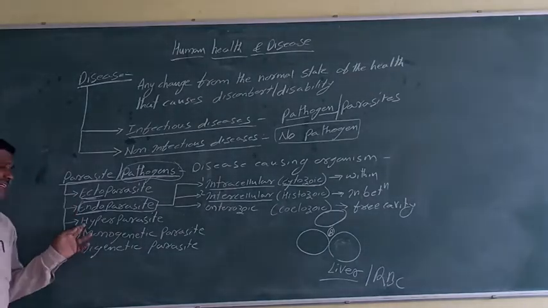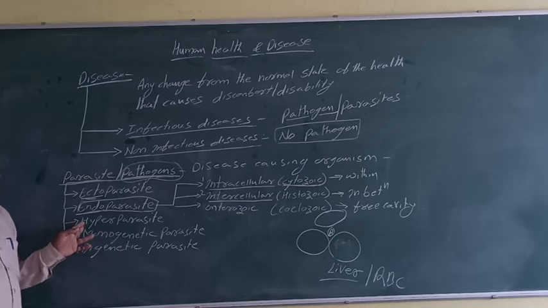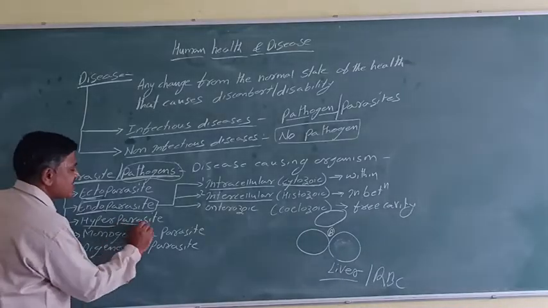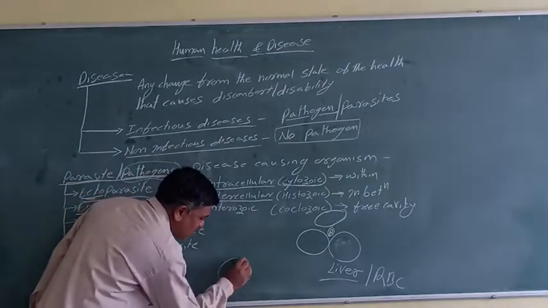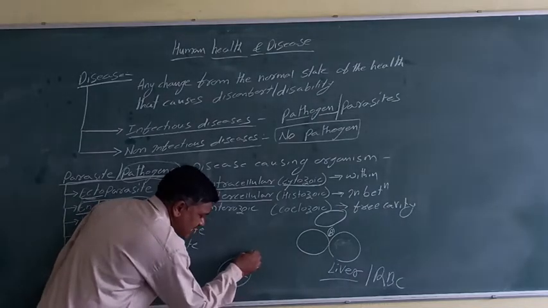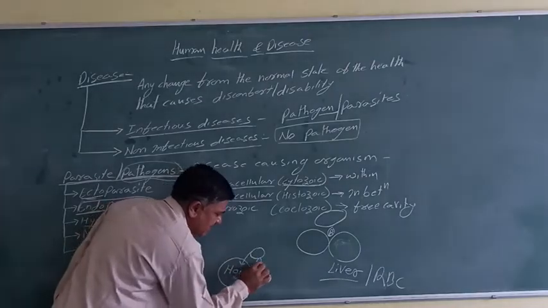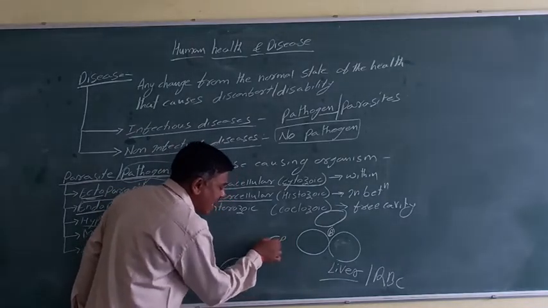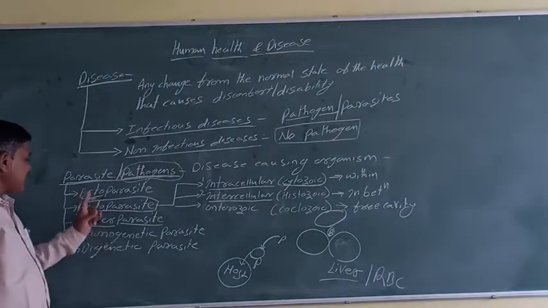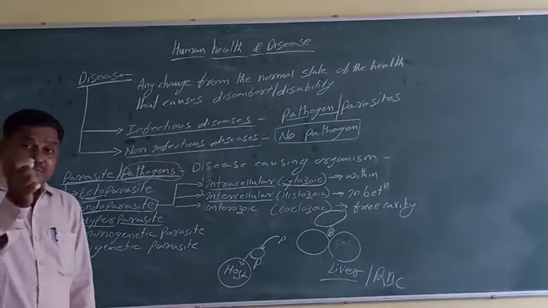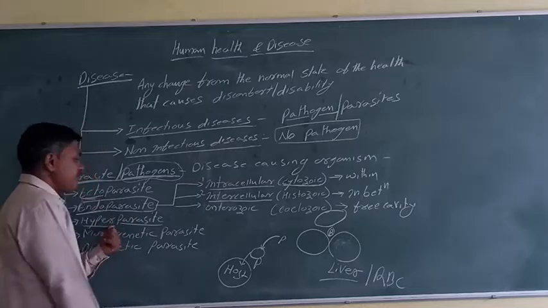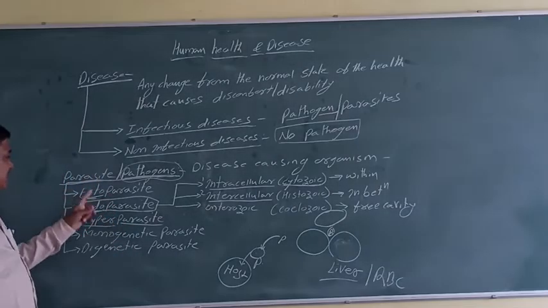Now the third type of parasite is called a hyperparasite. Hyper means above. On whom? It is present on a parasite. Just consider this is a host cell. Now this host cell is affected by one parasite. Now one more parasite will be there, and that parasite is present above the other parasite. Such parasites are called hyperparasites. The parasites which are growing within or on the parasites are called hyperparasites. So these are the three types of parasites.